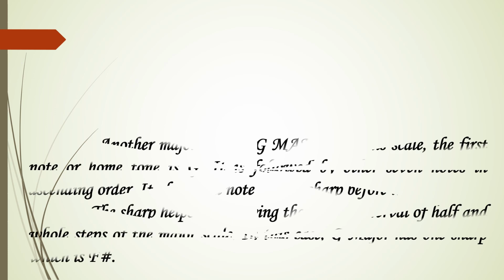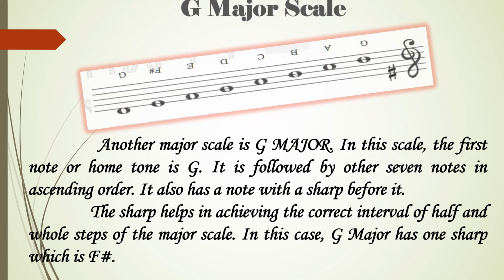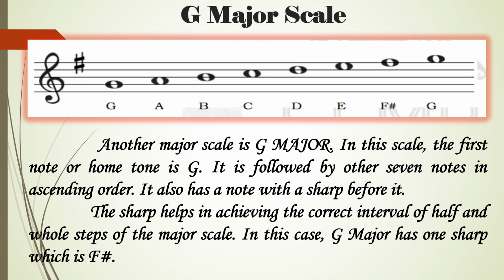Another major scale is G major. In this scale, the first note or home tone is G. It is followed by other 7 notes in ascending order. It also has a note with a sharp before it. The sharp helps in achieving the correct interval of half and whole steps of the major scale. In this case, G major has 1 sharp, which is F sharp. Remember also that G major has a musical symbol of sharp, which can be seen on the 5th line of the staff.